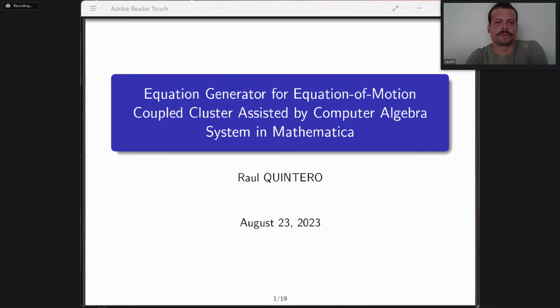Hello, everyone. My name is Raul Quintero, and today I will talk about an algorithm that automatically generates equations that are important in quantum chemistry. This algorithm has been made in Mathematica.